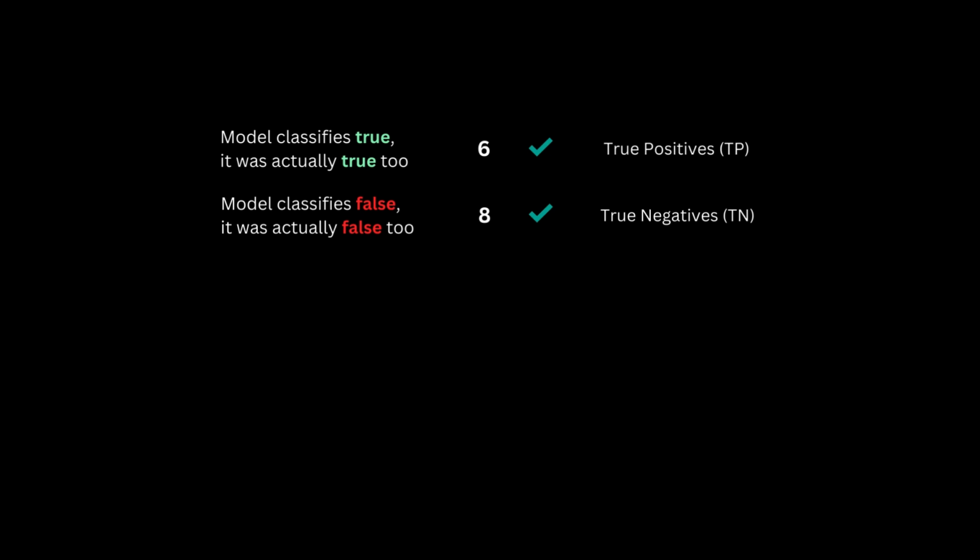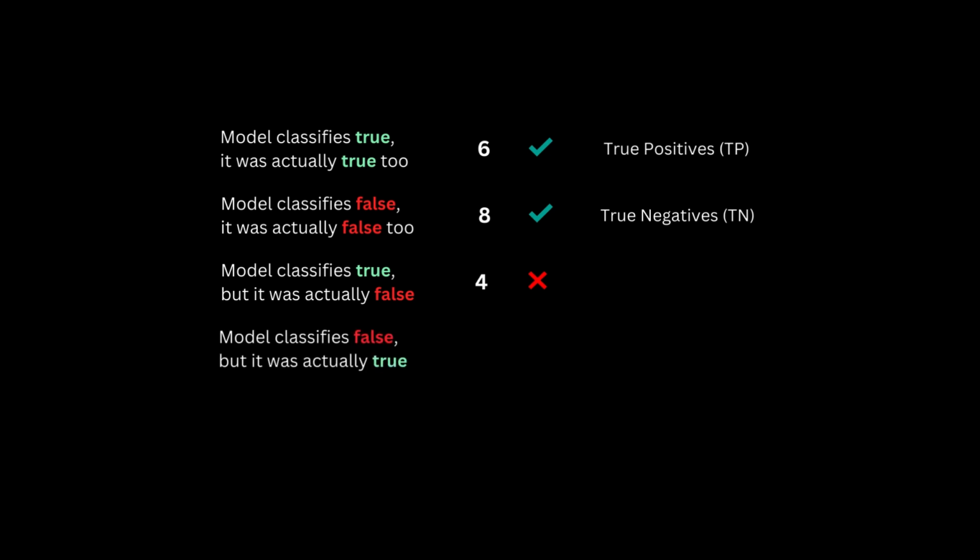Then the model made a mistake. It said 4 people have health conditions when in reality they don't. These are false alarms. The model missed the mark again by predicting that 2 people do not have health conditions, but they actually do. These are called false positives and false negatives because they are the wrong predictions.